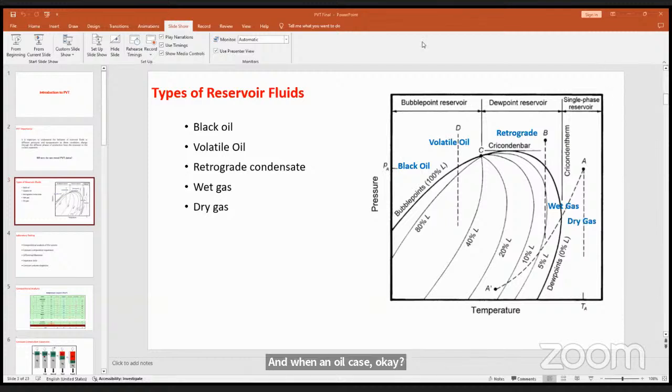So this is a PVT report, as you see. This is a surface recombined sample. So you have two different types.